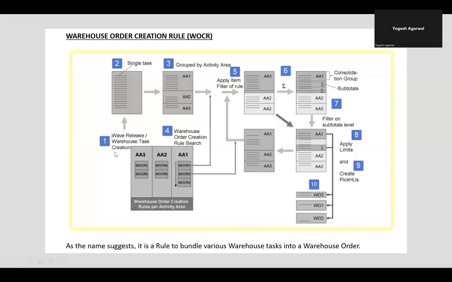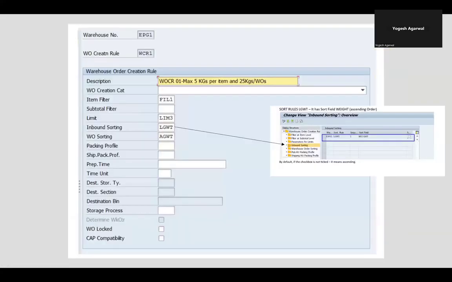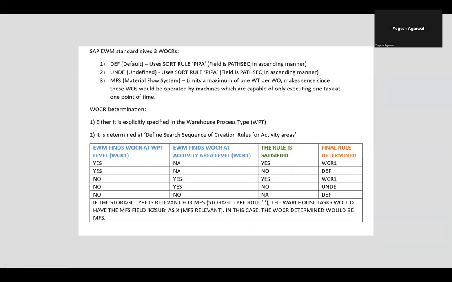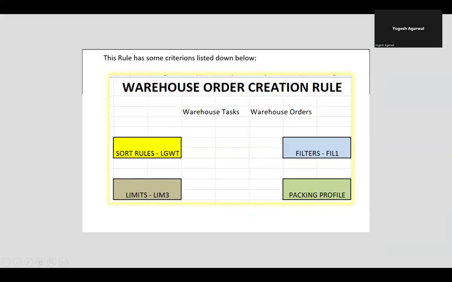So, till yesterday, we saw the determination, like this warehouse order creation rule search, and we saw item filters and limits, and then we also saw the inbound sorting versus the WO sorting. So what we saw yesterday: item filters, tick; limits, inbound sorting, WO sorting. Okay, with all these things, now we will look at subtotal filters. And one interesting aspect about the standard WOCRs available within SAP. Okay, so these three, DEF, UNGE, and MFS. So let's start with first subtotal filters.